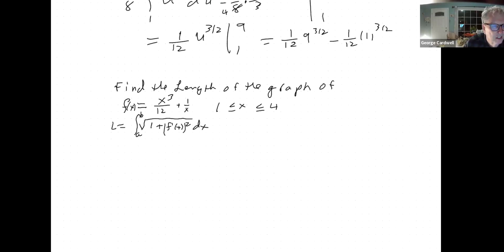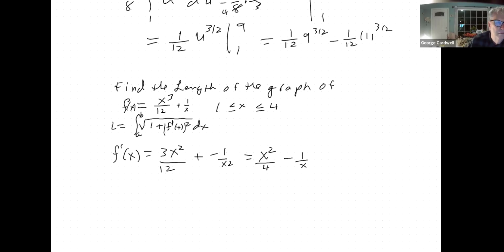f prime of x. So f prime of x for this f of x would be 3x squared over 12 minus 1 over x squared, right? Because that'd be x to the minus 1, so minus x to the minus 2. Okay, so in other words, 3 over 12 cancels, gives you 4. So you have x squared over 4 minus 1 over x squared. Okay.